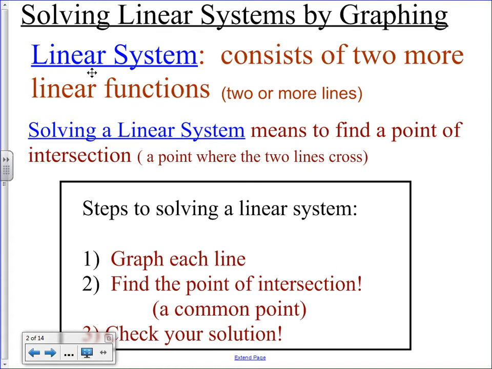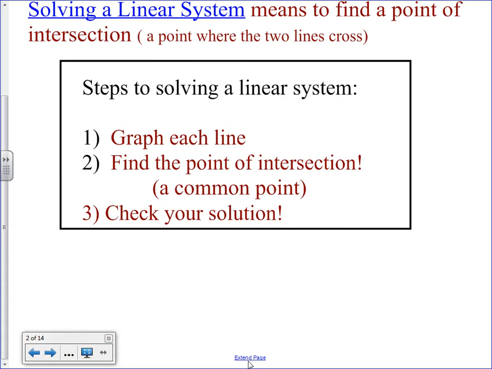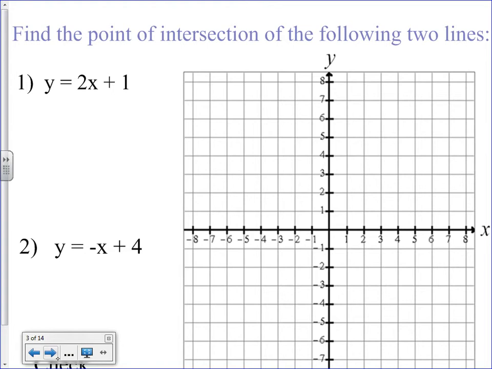Now what we're going to do here, there's 3 steps that you will always do. 1, you're going to graph each line. 2, you're going to find the point of intersection. 3, you're going to check your solution. So those are the 3 steps that you need to always include when you're solving things this way.